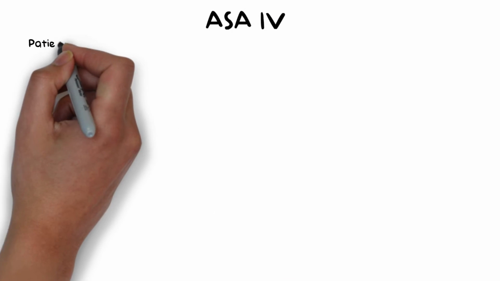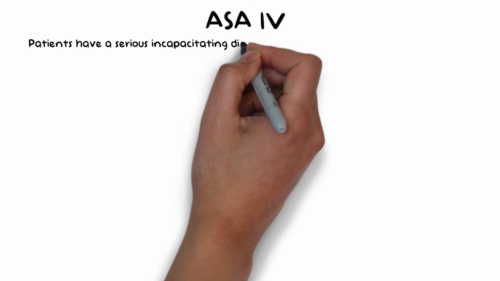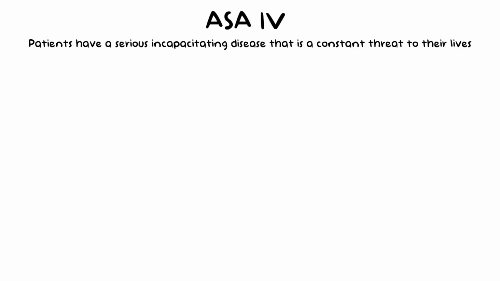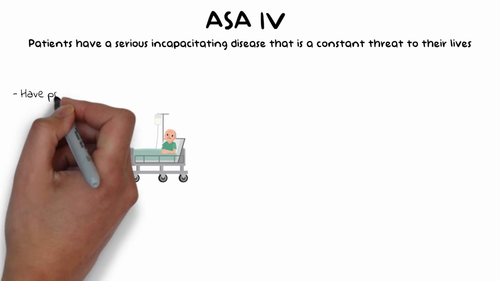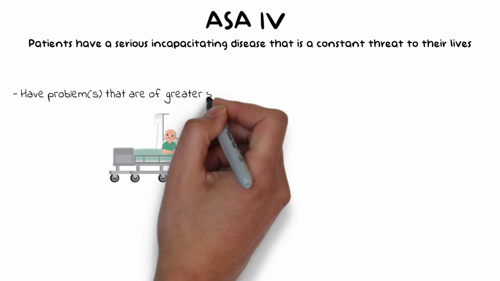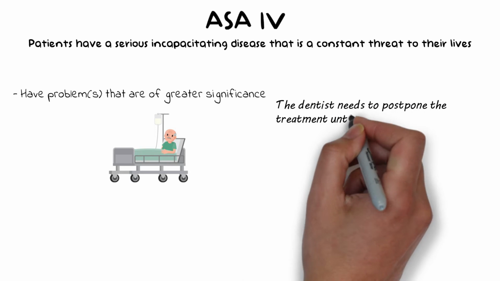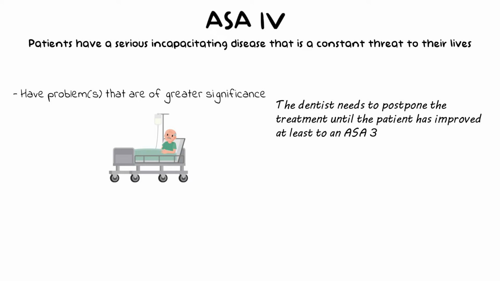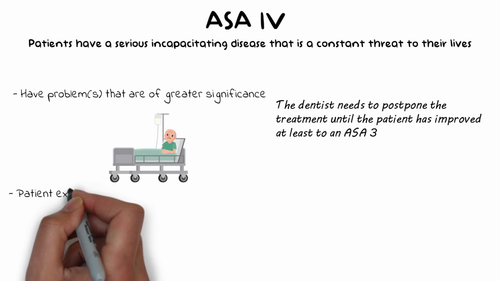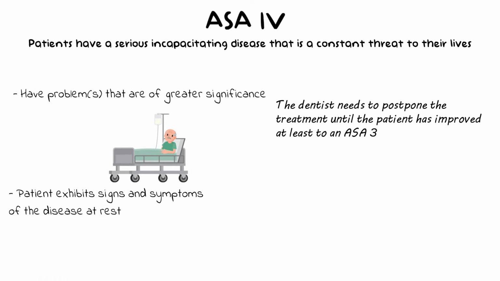ASA 4 patients have a serious incapacitating disease that is a constant threat to their lives. They have a medical problem or multiple medical problems that are of greater significance than the dental treatment itself. The dentists in such cases need to postpone the treatment until the patient has improved to at least the ASA 3 level. The reason for such a delay is that the patient exhibits signs and symptoms of the disease at rest and hence the dental treatment involves too much risk.